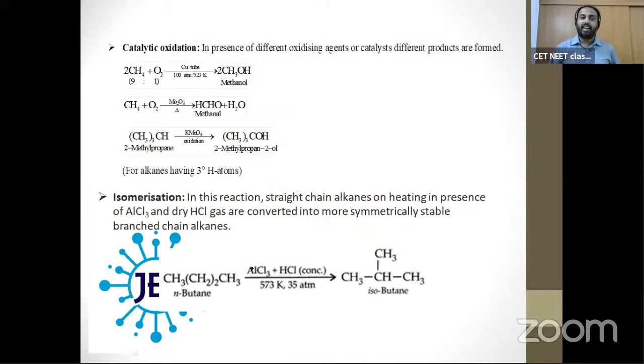Besides free radical substitution, alkanes execute a few more reactions. What is that? Catalytic oxidation. If you oxidize alkanes in presence of oxygen, in presence of a catalyst, then you get a variety of products. Oxidation obviously involves oxygen. In addition to that, you will use a catalyst. That's when you get a variety of products.